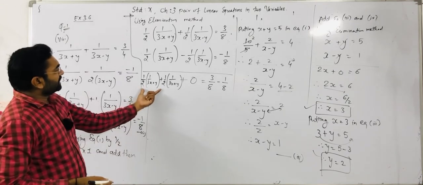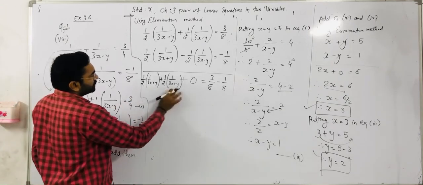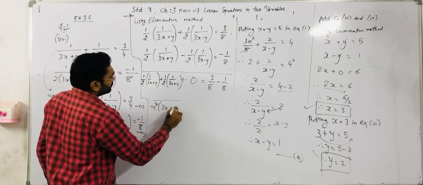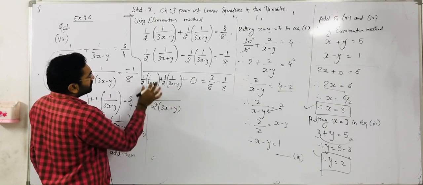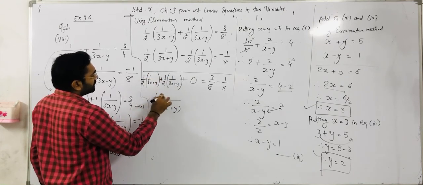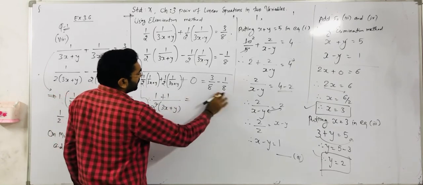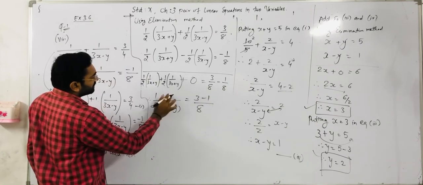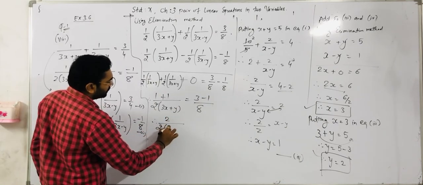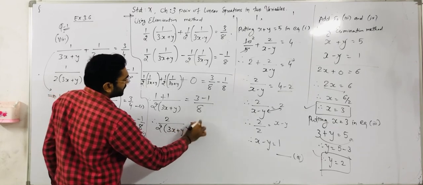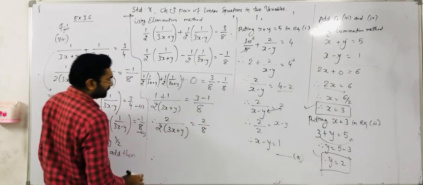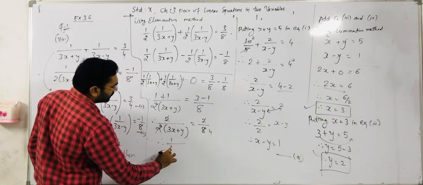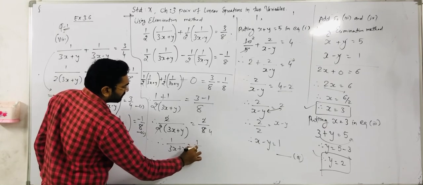If you add, both denominators are the same, it is 2 times (3x+y), so we add the numerators: 1 plus 1 is 2, so 2 upon 3x+y. On the right side, the denominator is the same and we subtract numerators: 3 minus 1 is 2, divided by 8. So that 2 is cancelled out, and we get 1 upon 3x+y is equal to 1/4.